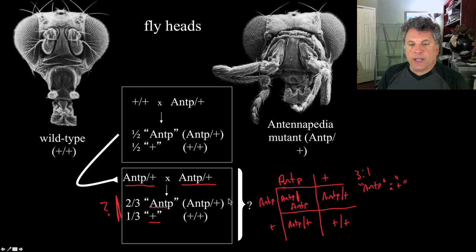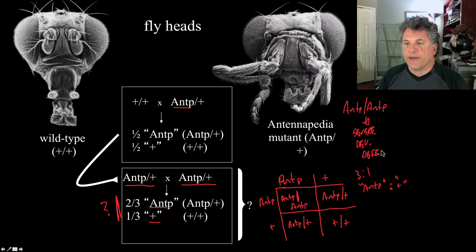And as you can imagine, if the defects caused by having only one Antennapedia allele, that is being heterozygous for Antennapedia, cause legs to sprout out of the head, you can imagine that the Antennapedia homozygotes might have much more severe developmental defects. And that is in fact true.